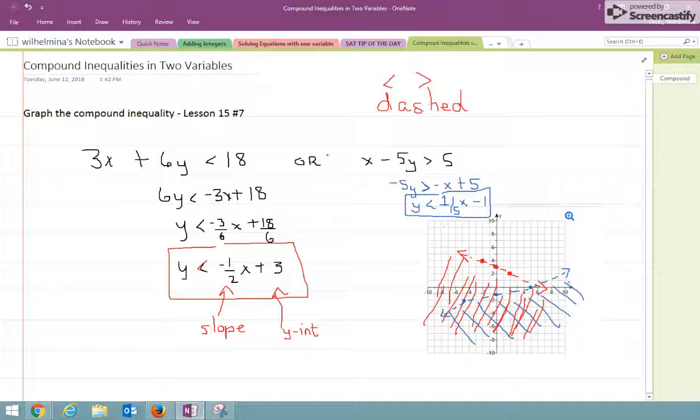Now, since this is an OR problem, all of this would be part of your answer. Had this been an AND problem, you would see where the blue and red intersect. The area where the blue and red intersect would be your answer. But since it's an OR problem, we would have all of this information shaded. Okay, so let's do it in MyMathLab.